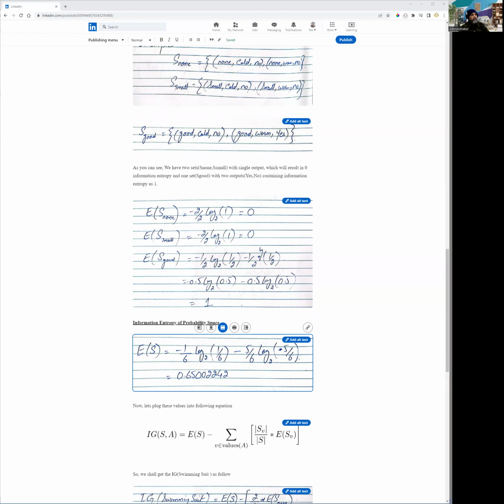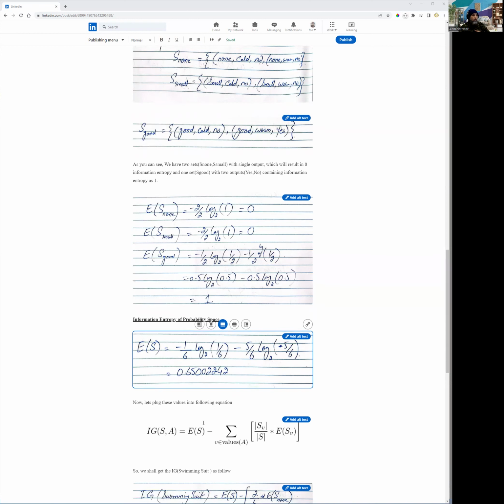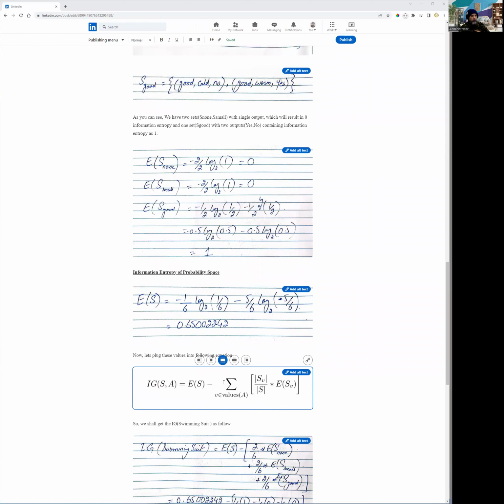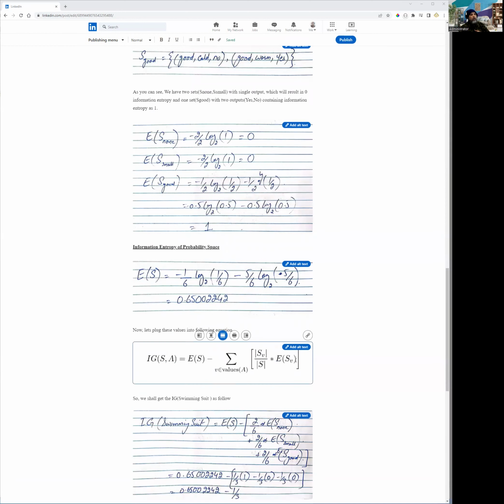All right, so minus 1/6 log 2 of 1/6, the same formula, and 5/6 for the no value, the first one for the yes value, and if you calculate it, it's going to end up 0.65002. Now we have all the values of this equation. We have the entropy of our total probability set, or the entropy value of all the values of S of swimming suit, right? So that's where it is different. S of V is different from S. Now we are considering it in the context of the variable.